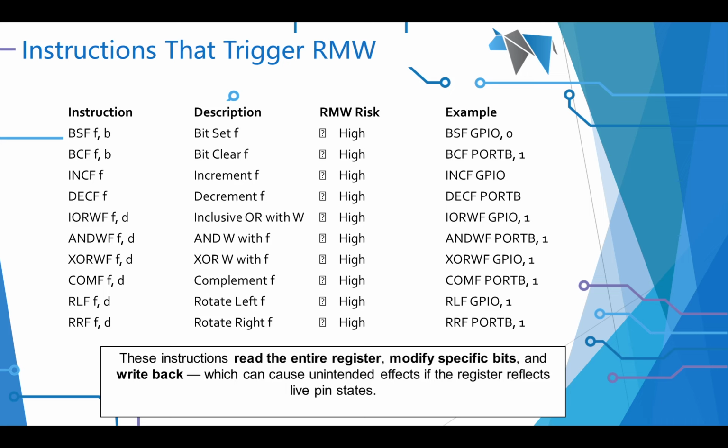These are all the instructions that actually trigger a read, write, modify. All these instructions read the entire register, modify the bits, and write it back. And as I say, they can cause unintended effects. And they are setting a bit, clearing a bit, incrementing a register, or decrementing a register, ORing something, ANDing something, XORing something, complementing it and rotating left or right. Any of these could have a potential side effect.